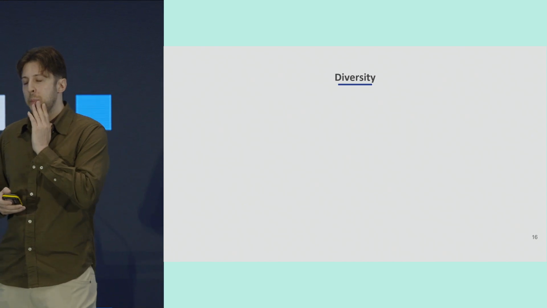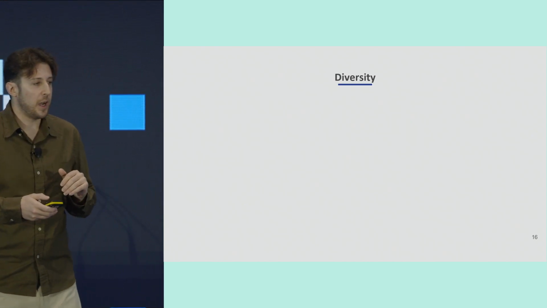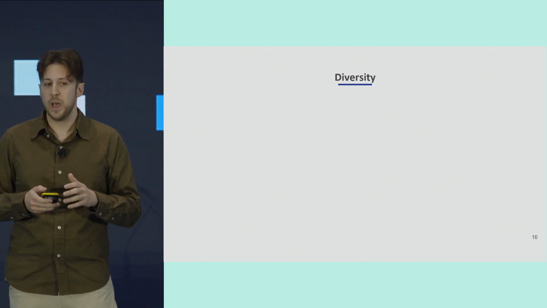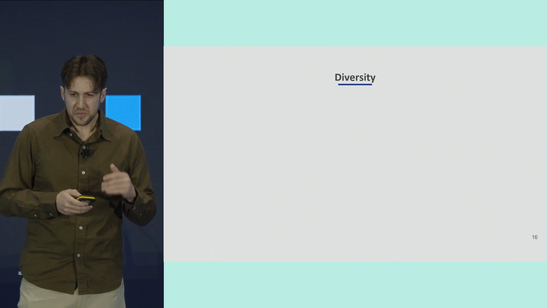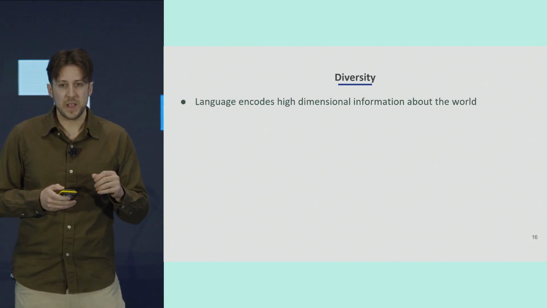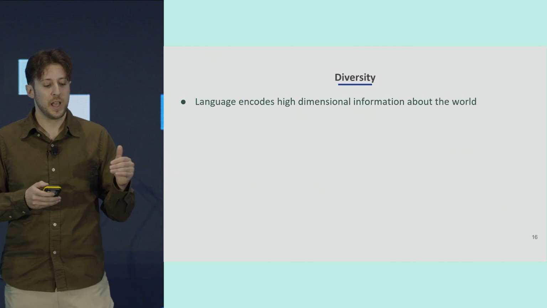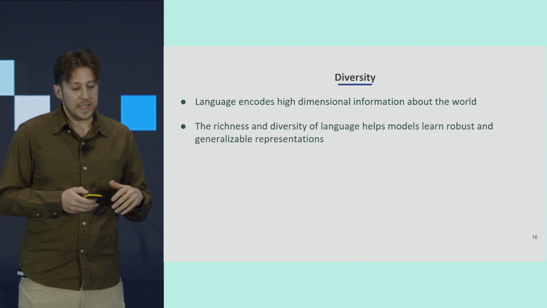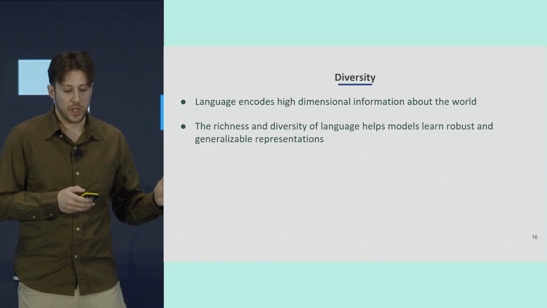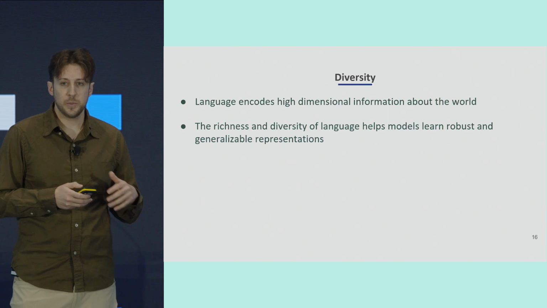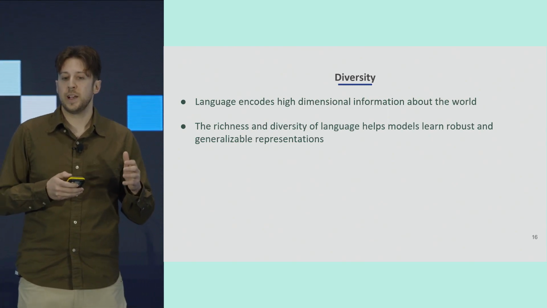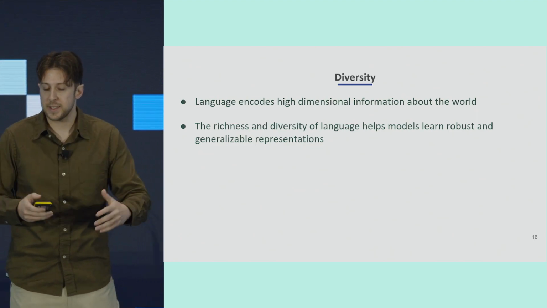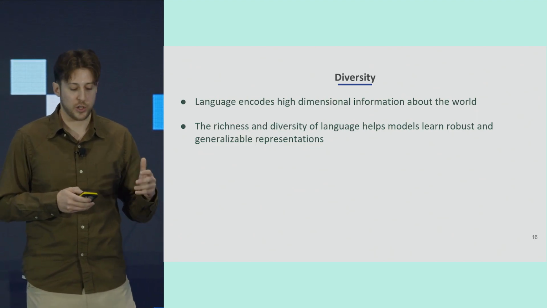Now, the final bucket is diversity. And I want you to think a little bit about why language models have really taken the world by storm over the last couple of years. That's because language itself is not just a means of communication. It actually encodes very high dimensional information about the physical and the social world. And it's incredibly diverse and incredibly rich. And this diversity of language helps the model learn very robust and generalizable representations about what it means to be human, about our society and the complexities and the higher order concepts and abstractions.